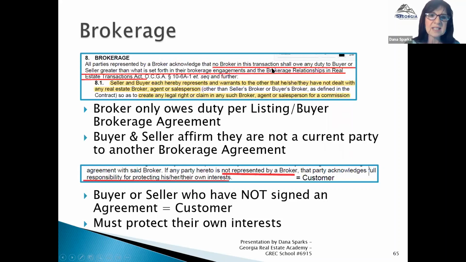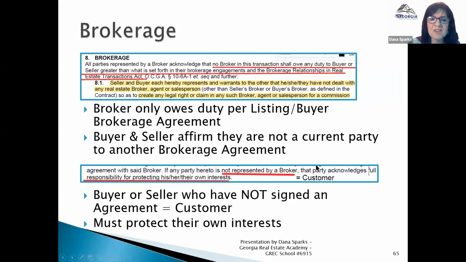Brokerage agreement, we did talk about that. It also says that the broker only owes the duty to the buyer or seller what is set forth in the brokerage agreement, and the seller and buyer each hereby represent and warrant to the other that they have not dealt with any real estate broker other than the salesperson on this contract. In other words, there's no other commission owed to any other broker. The buyer is only working with one broker at a time, and the seller is only working with one broker at a time.